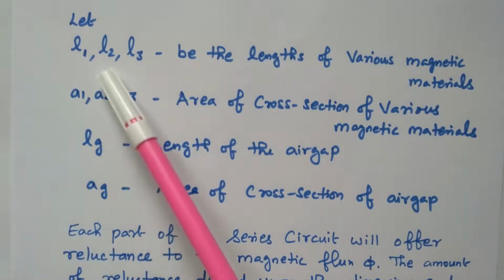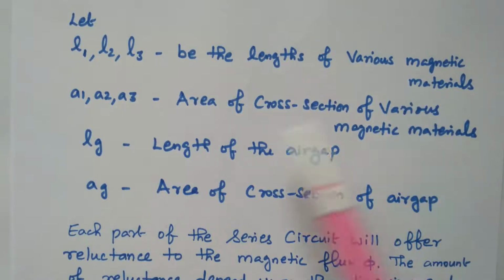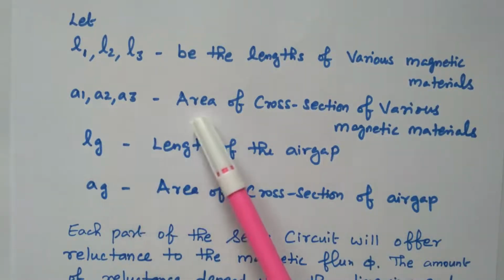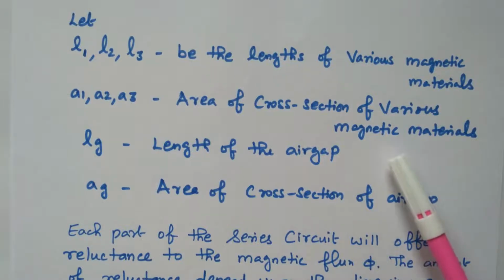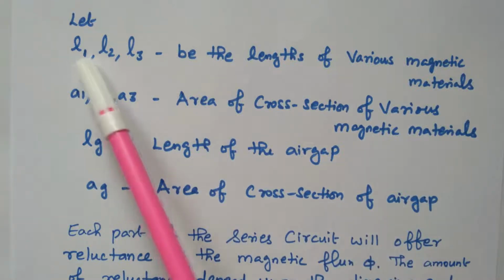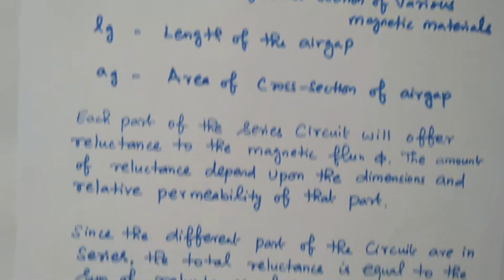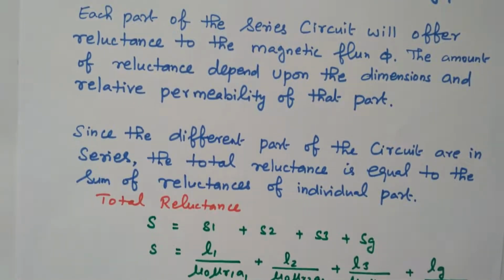L1, L2, L3 are the lengths of the various magnetic materials. A1, A2, A3 are the areas of cross section of the various magnetic materials. Lg is the length of the air gap, and Ag is the area of the air gap. So we have three different magnetic materials along with the air gap. Now we will go for the further analysis.